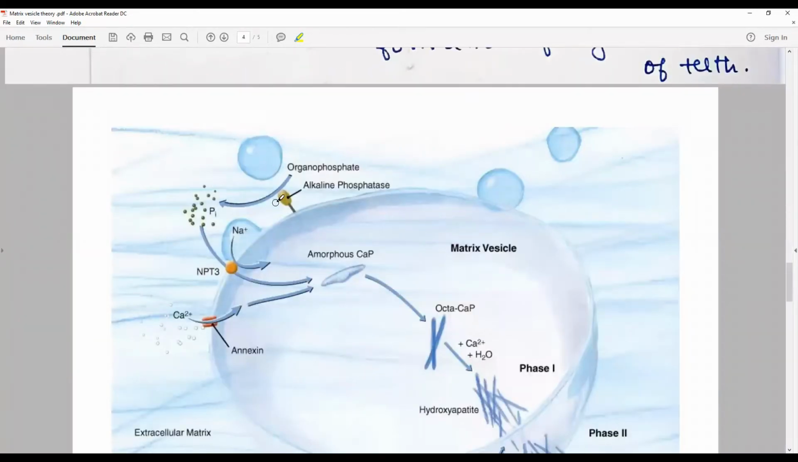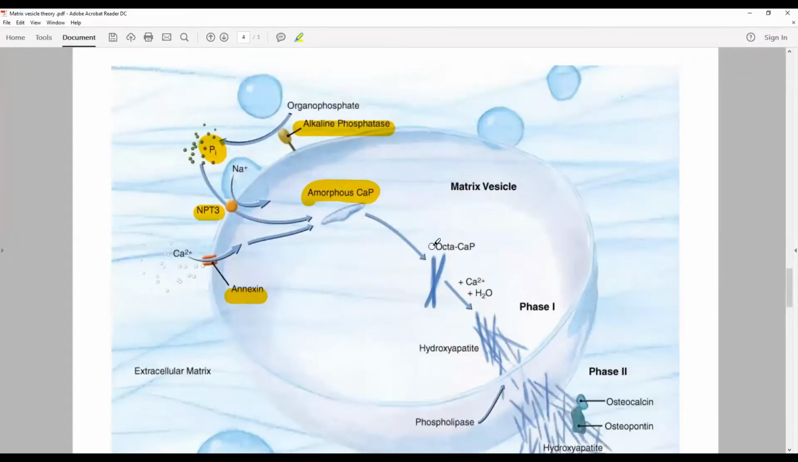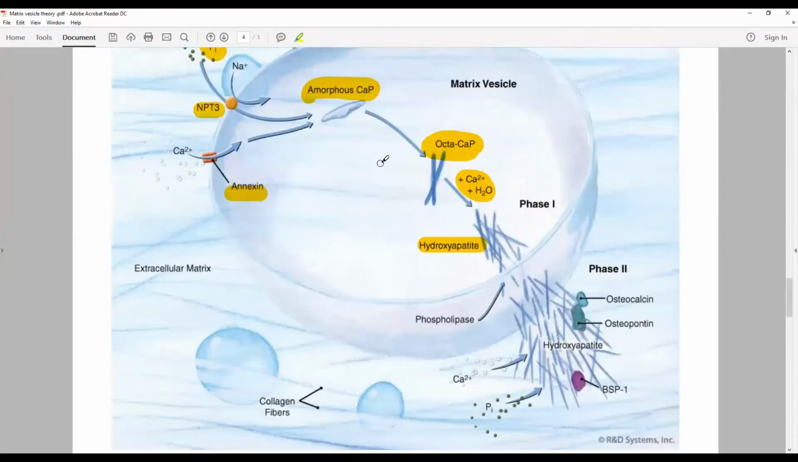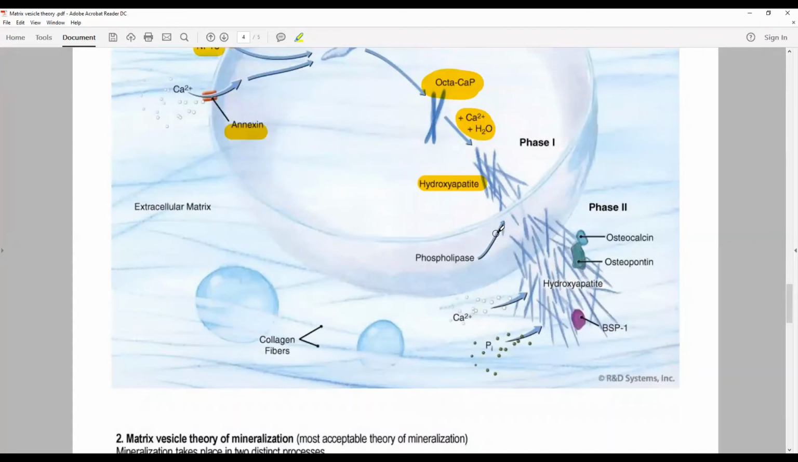The organophosphate is converted into inorganic phosphate ion in the presence of alkaline phosphatase. This together with NPT3 and annexins, this phosphate ion is turned into calcium phosphate inside the matrix vesicles, which is turned into octocalcium phosphate, and that in the presence of calcium and water is turned into hydroxyapatite. This is phase 1, and this happens within the matrix vesicle. When this hydroxyapatite is formed, it is thrown out of the vesicle by the action of phospholipase.